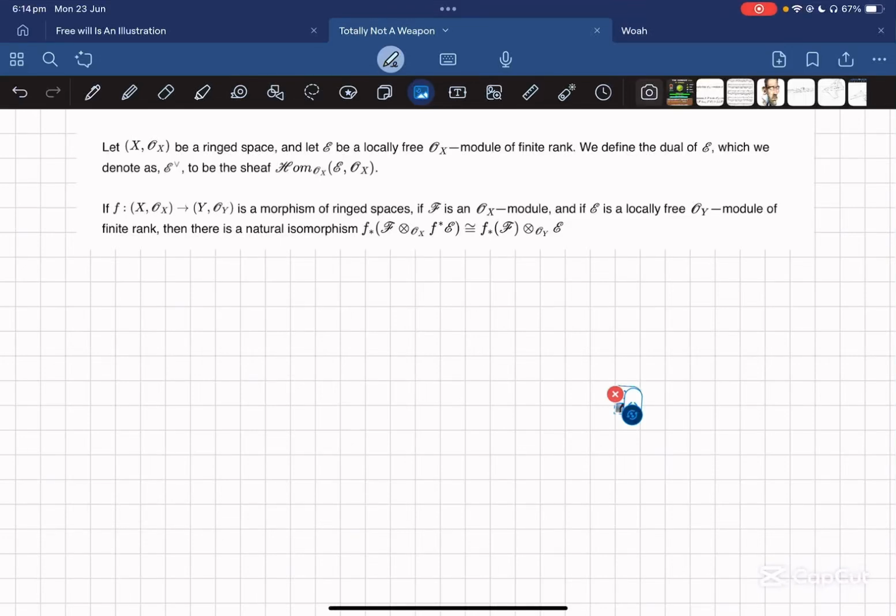Hello everyone. Today I'm going to be going through a problem in Robert Hartshorne's Algebraic Geometry. This is a problem from his section on sheaves. I think it's 2.5.1 or something. I'll put the actual problem list in the comments. But this is the first part.